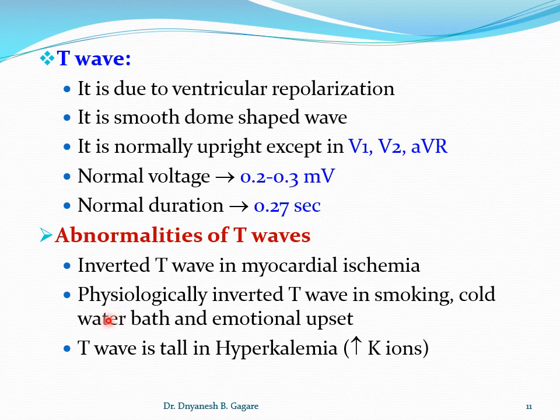Then, physiologically inverted T wave. A negative T wave can normally occur, for example, in smoking, a cold bath, and emotional upset; in these conditions the T wave is sometimes negative. One more example: the T wave is tall in hyperkalemia. What is hyperkalemia? There is an increase in potassium ion concentration in the blood, and in this condition there is a tall T wave. Now we'll proceed.